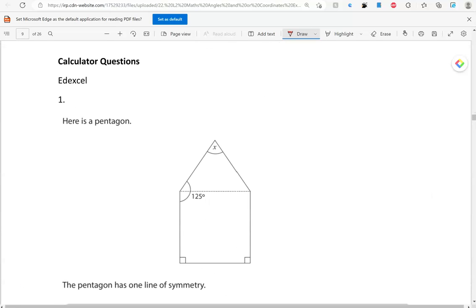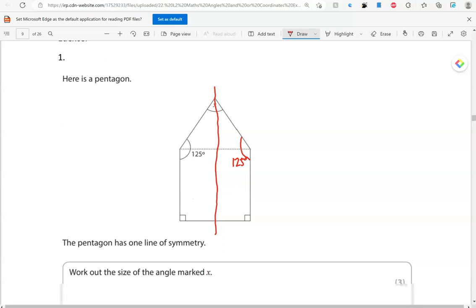We now move into the calculated questions. Here is a pentagon. The pentagon has one line of symmetry. What does that mean? If it has one line of symmetry, that must be here. So that tells us that this angle here is equal to 125 degrees as well. Work out the size of the angle marked X. I'll remove the line of symmetry just to make it easier to work with.